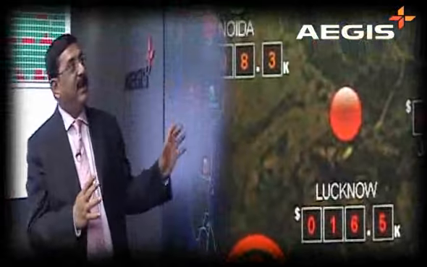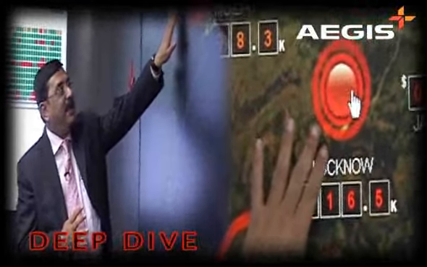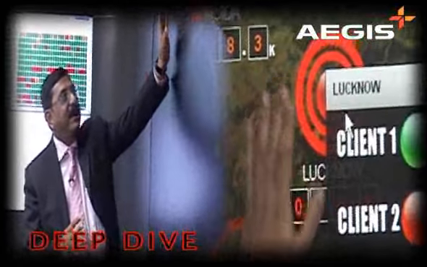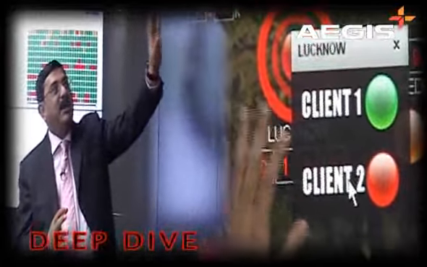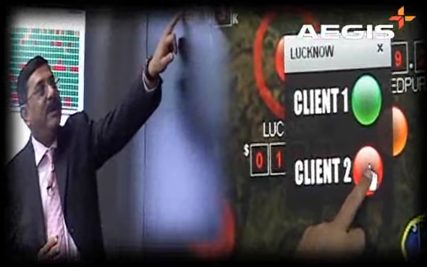So let's see, we are trying to look at the performance of India, and I want to see there's some problem happening at Lucknow, and I go and click on that. We find that there are two clients, client 1 and client 2. Everything is going fine, but there's something that is going wrong in client 2.